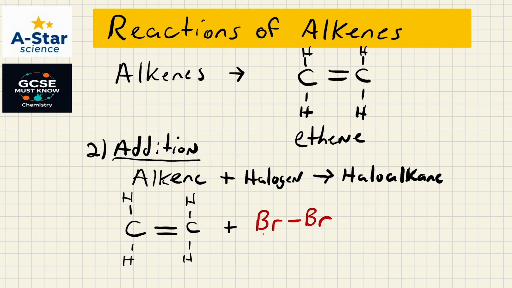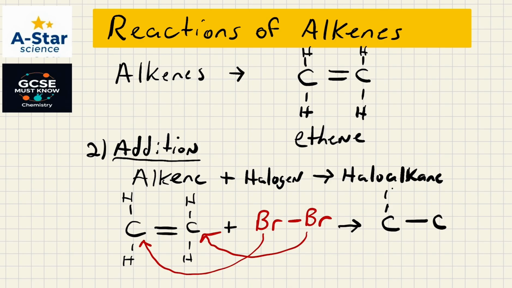And each bromine atom is going to add on to one of the carbons. And so the reaction will look like this. The product will have the same carbon to carbon, but now we form an alkane, which is now going to be saturated with the hydrogens around it. But now we're going to have bromine atoms attached where the double bond was.